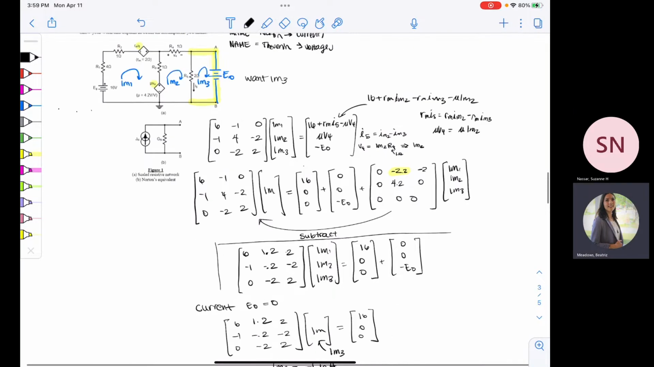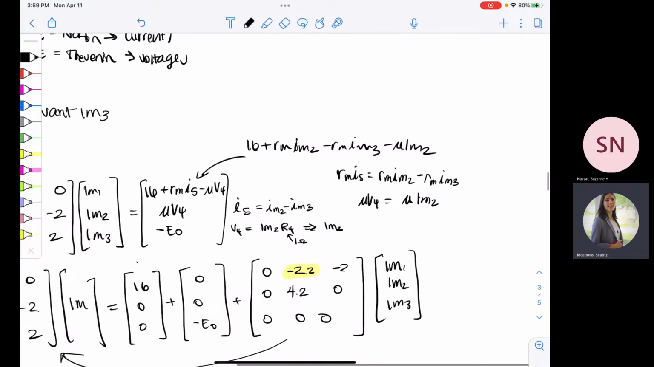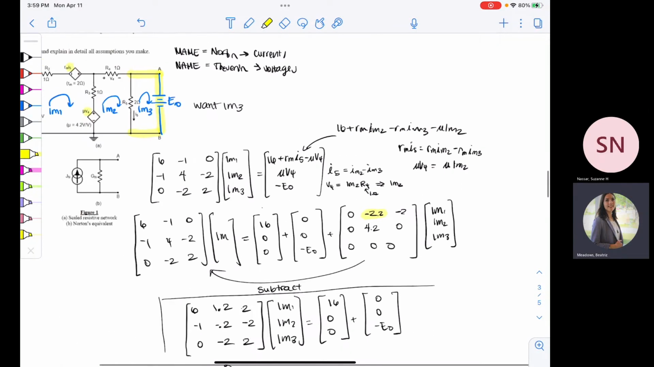So you guys saw how easy it was to forget something and make a mistake. So I think this is why Dr. Russell really wants you to show every step, because if we didn't show what we plugged in, we wouldn't have been able to say, oh, that's where we went wrong. We didn't put that mu in there.